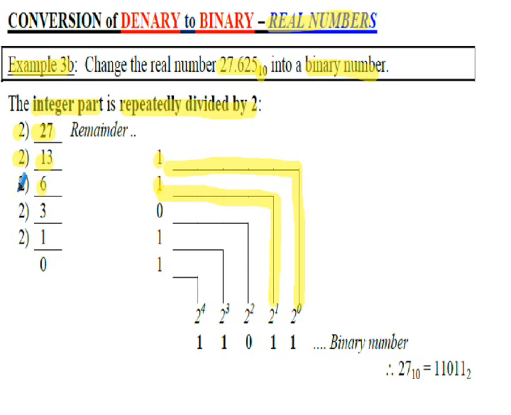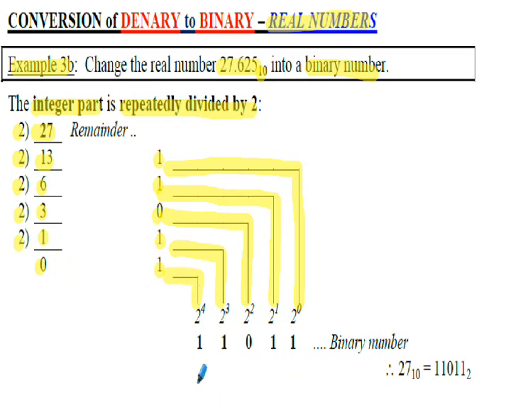Continue the process. 2 into 6 goes exactly 3 times, so there is 0 remainder, so we write the 0 under the column heading of 2 to the 2. Continue the process. 2 into 3 goes once completely with a remainder of 1, so that gives 1 under the column heading of 2 to the 3. And completing the process, 2 into 1 doesn't go, so that gives a remainder of 1, and we write the 1 under the column heading of 2 to the 4.